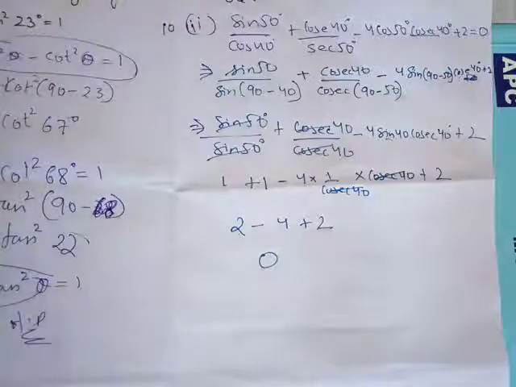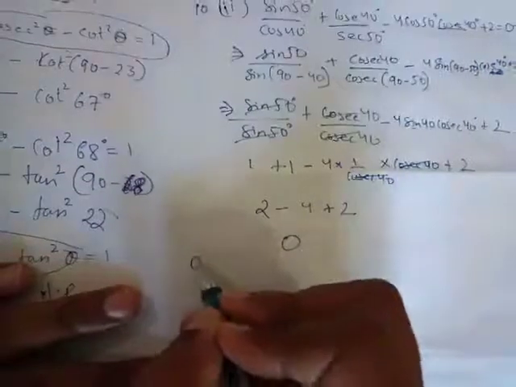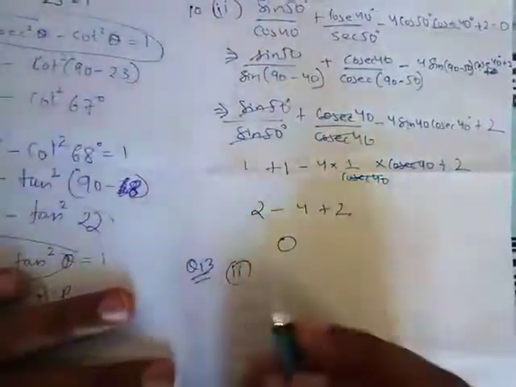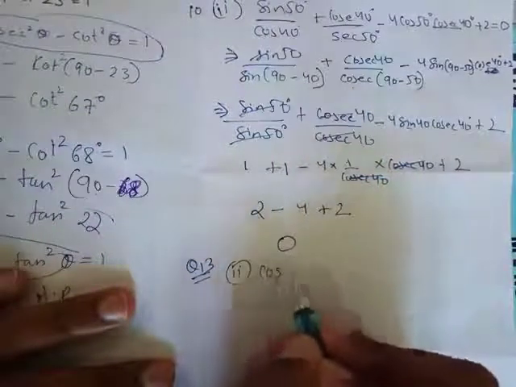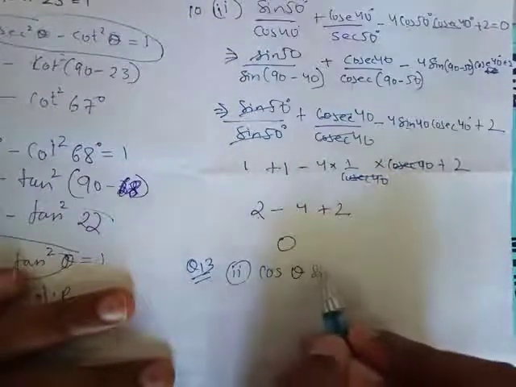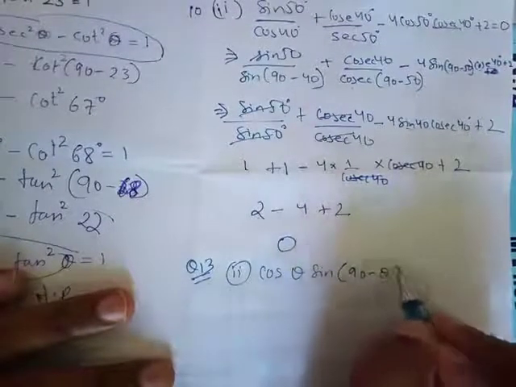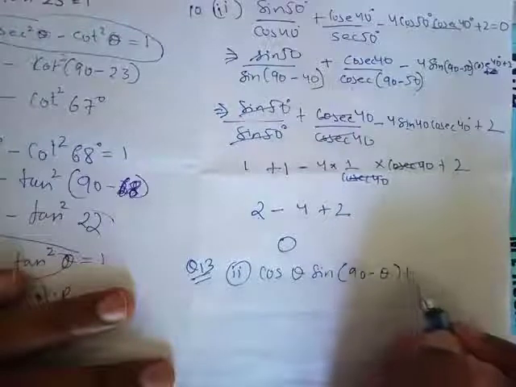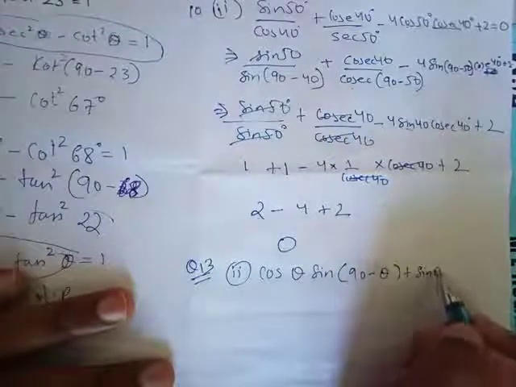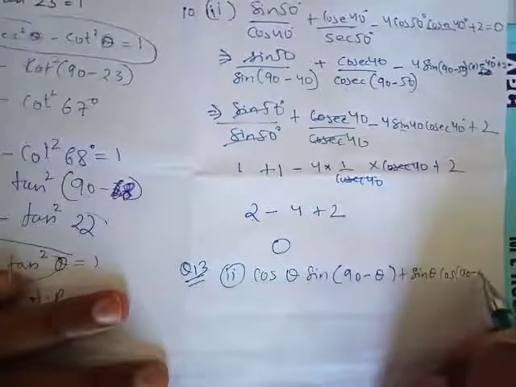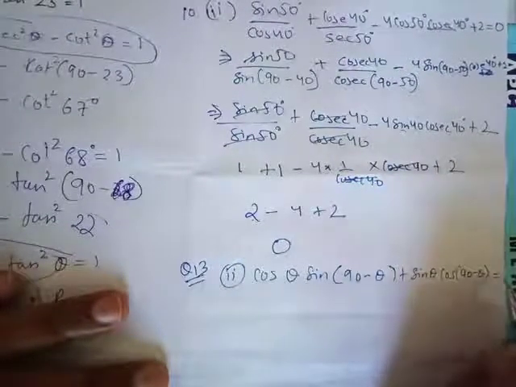Okay, we'll do one more question. Let's do one more question. So we'll do question number 13, second part. Question number 13, second part says cos theta sin 90 minus theta plus sin theta, and then it is cos 90 minus theta equals to 1.